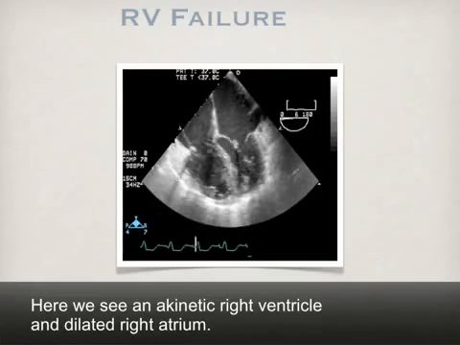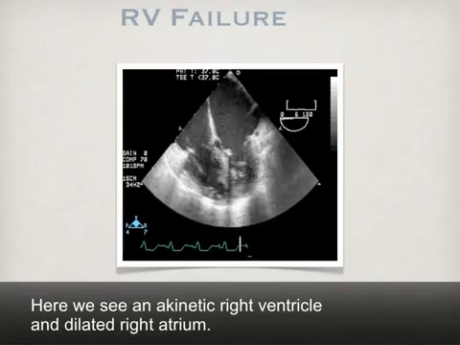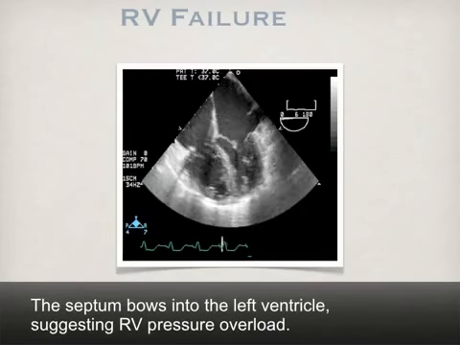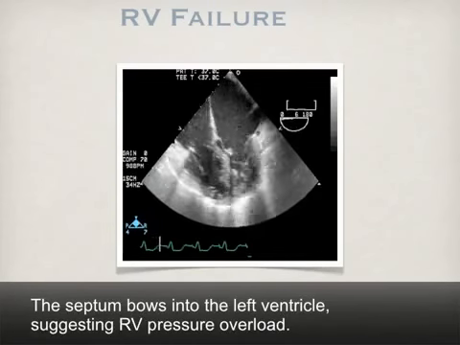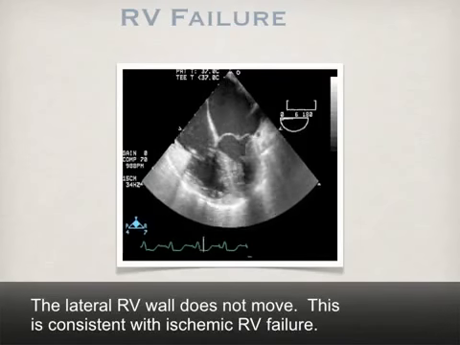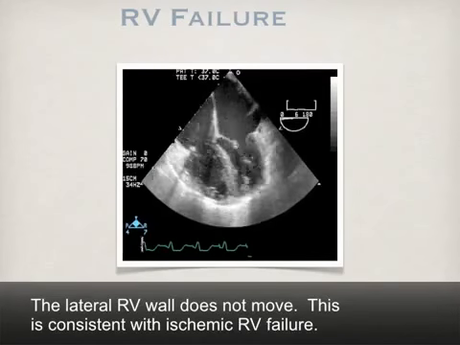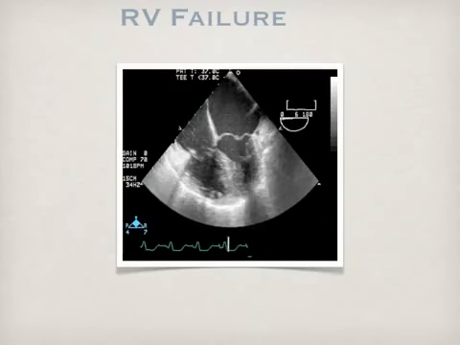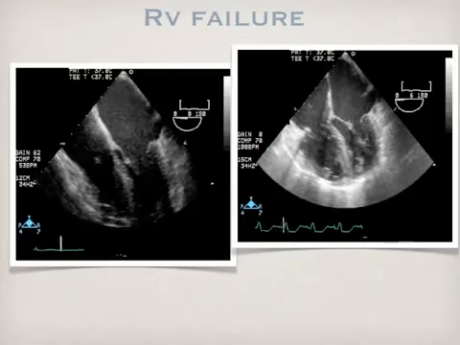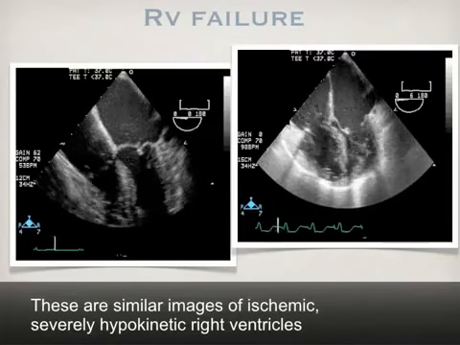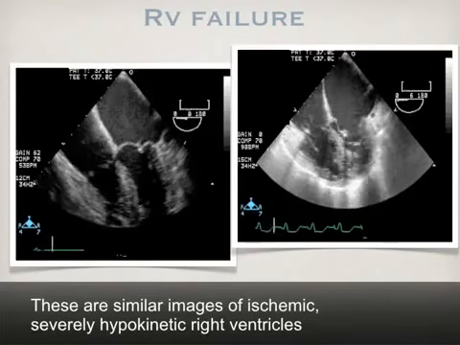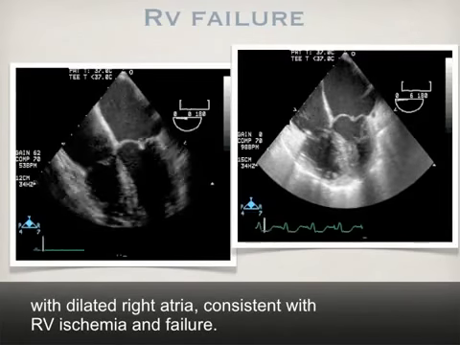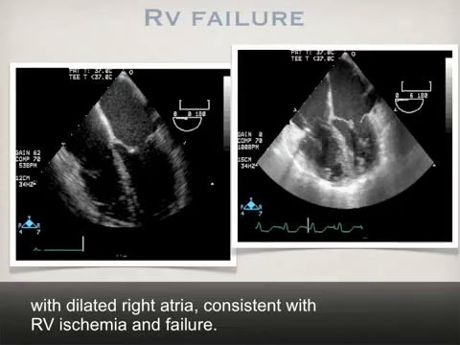Here we see an akinetic right ventricle and dilated right atrium. The septum bows into the left ventricle, suggesting RV pressure overload. The lateral RV wall does not move. This is consistent with ischemic RV failure. These are similar images of ischemic, severely hypokinetic right ventricles with dilated right atria, consistent with RV ischemia and failure.